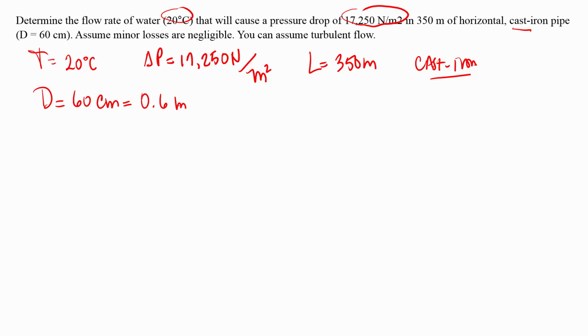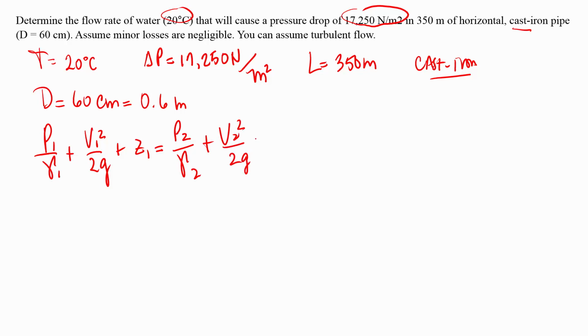Always, you need to write the energy equations first and foremost. So we have P1 over gamma plus V1 squared over 2g plus z1 equals P2 over gamma plus V2 squared over 2g plus z2 plus HL. Now, here all the losses are just for friction, so I'll just put here friction. First thing is the diameter of the pipe does not change, so I have the same velocity. It's a horizontal pipe, so the elevation doesn't change. I have P1 over gamma equals P2 over gamma plus HF.